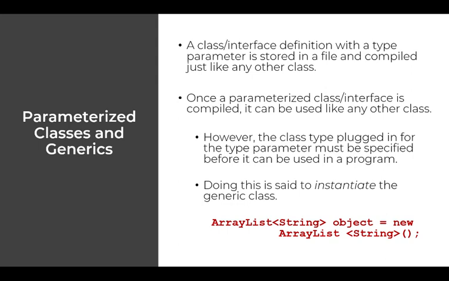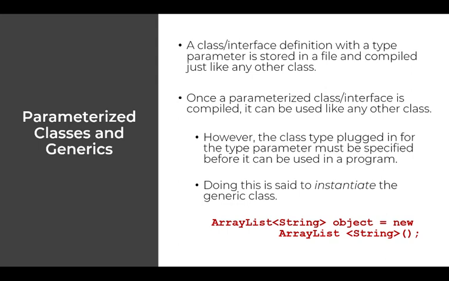A class or an interface definition with a type parameter is stored in a file and compiled just like any other classes. Once a parameterized class or interface is compiled, it can be used like any other classes. However, the class type plugged in for the type parameter must be specified before it can be used in a program. Doing this is said to instantiate the generic class.